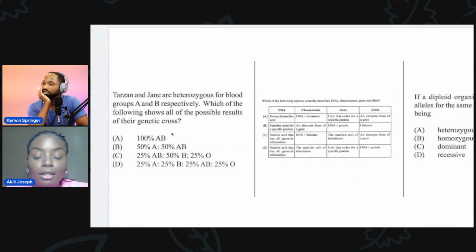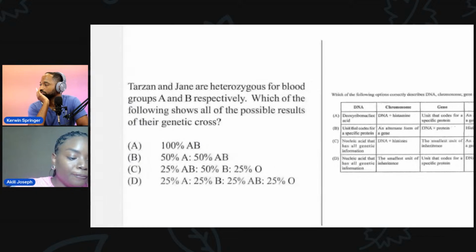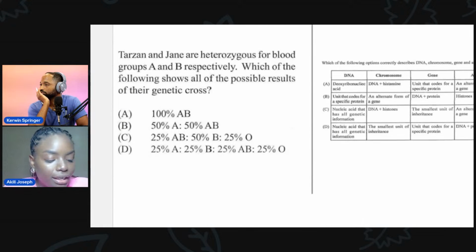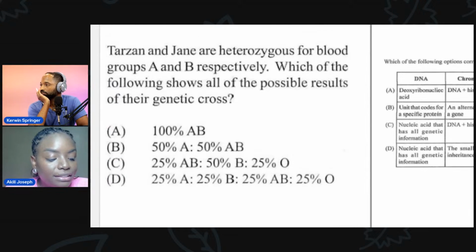So we went through the blood groups already, so we should be able to figure out this one, right? Tarzan and Jane are heterozygous for blood groups A and B respectively. So we know what the genotypes of Tarzan and Jane are, right? Which of the following shows all the possible results of their genetic cross?